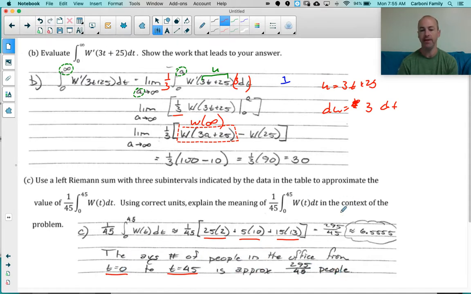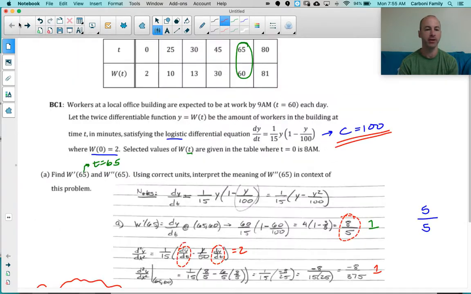people. And here is why I wanted to know that this was about 6.5, because I can go back and look at the table, and from 0 to 45, an average of 6.5. Honestly, it looks a little bit on the low end, but also keep in mind that over half of the interval occurs right here at this very beginning. So there's a lot of time happening between the values of 2 and 10. And so that's why the average ended up being a little bit lower when I did my Riemann sum. So a 6.5 does kind of make sense.